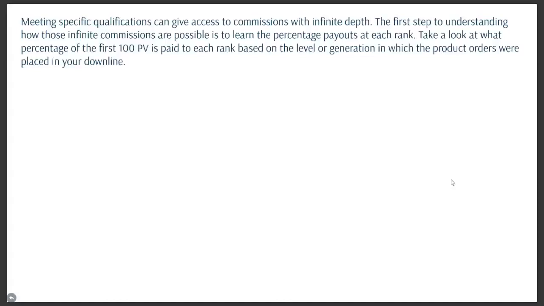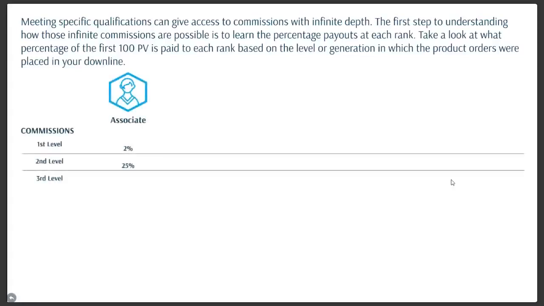So 4Life actually has something that's really amazing in our compensation plan, and that's infinity payout. With a lot of these ranks, you have access to commissions with infinite depth. The first step to understanding how those infinite commissions are possible is to learn each percentage payout for each rank. Keep in mind that as we go throughout this training, we're always going to be looking at the very first 100 LP that is paid out at each one of these ranks, because that's what we use to determine which percentage each one of these levels or generations is going to be paid out in your downline organization. So let's look back at the very first rank.